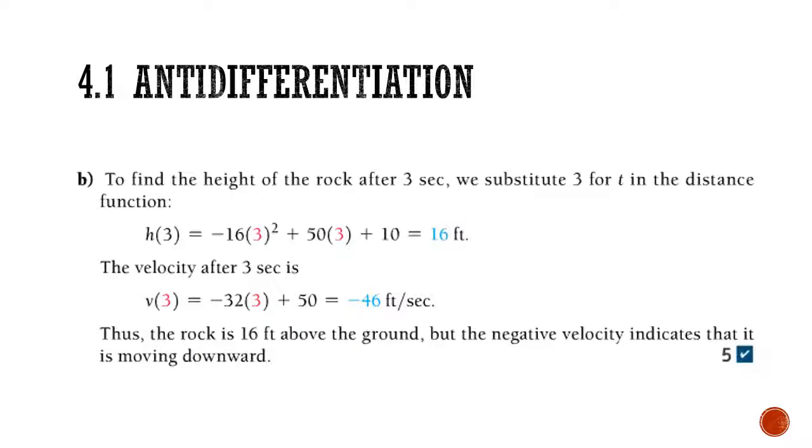Then to find the height of the rock after 3 seconds, we just put in 3 for t and solve and get 16. To find the velocity after 3 seconds, well, you just go back to the original velocity equation and put in the 3, and you get negative 46 feet per second. So the rock is 16 feet above the ground after 3 seconds. The velocity is negative, which means it's moving downwards.